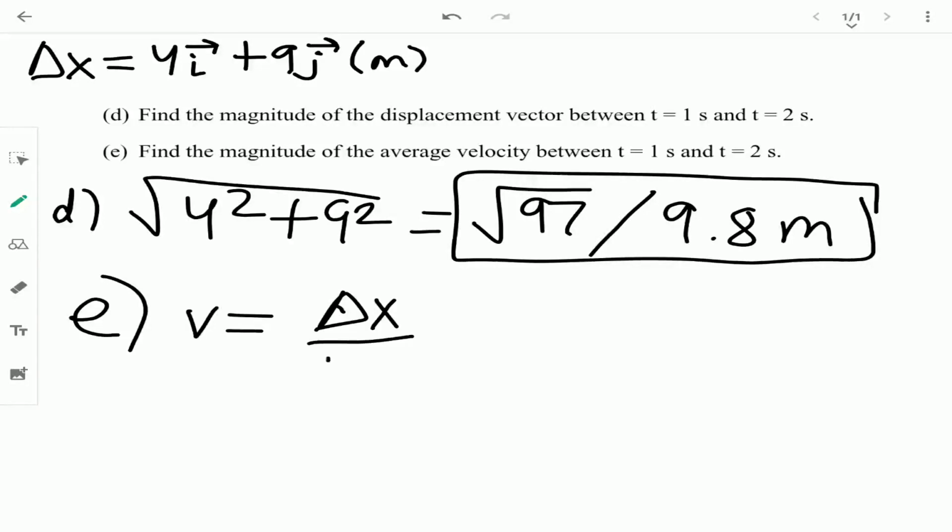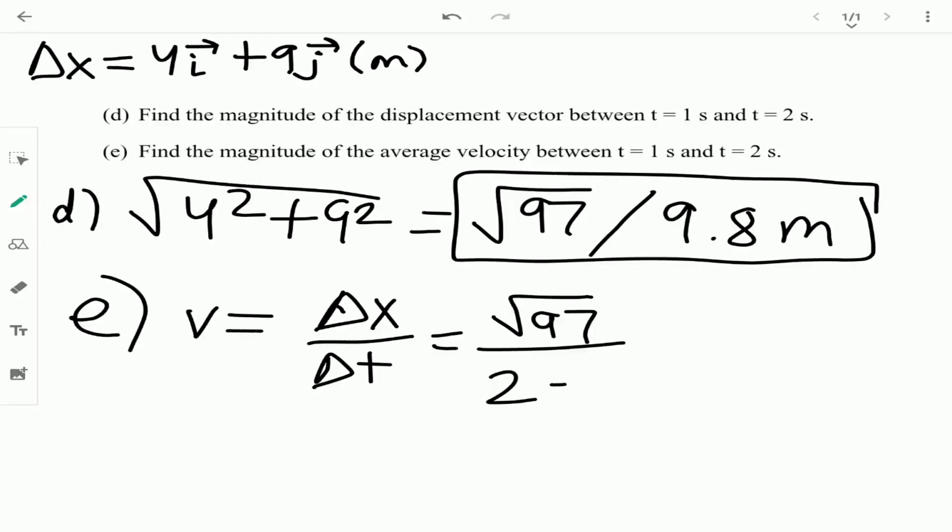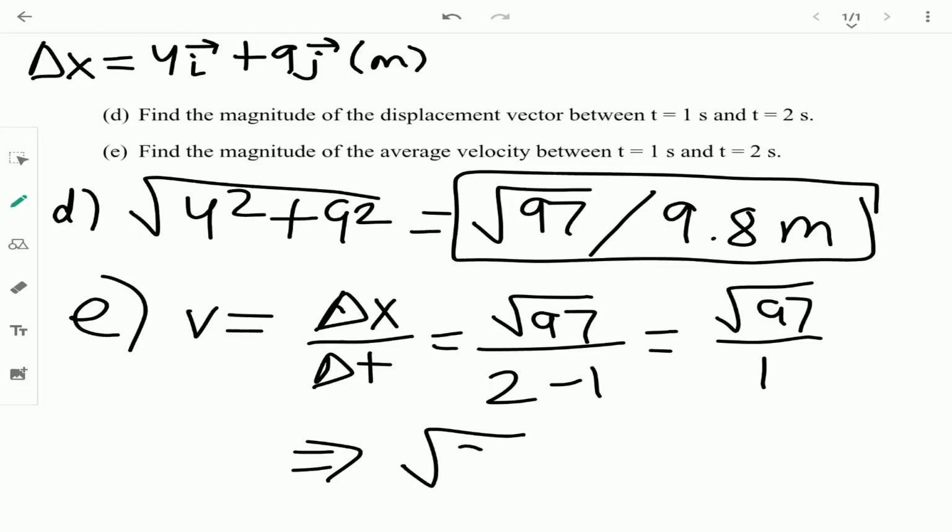Well, we have the magnitude of the displacement, which is radical 97, and we can find delta t, which is 2 minus 1. Which equals radical 97 over 1, which gives us the final answer, radical 97 meters per second. So that's the answer for part E.